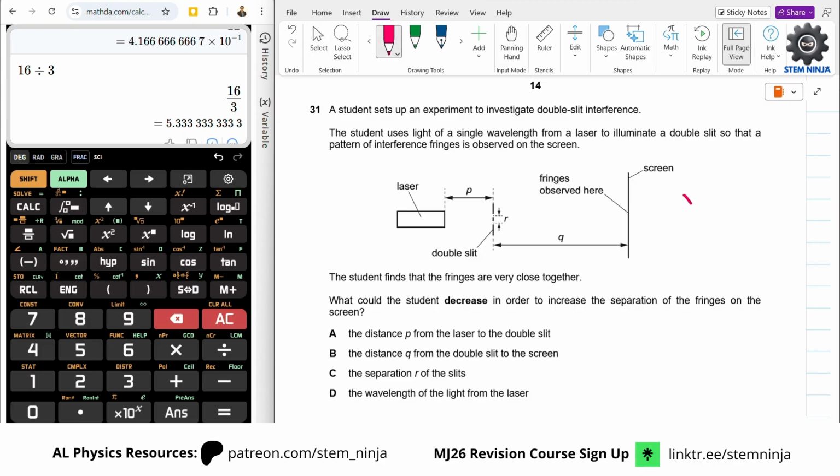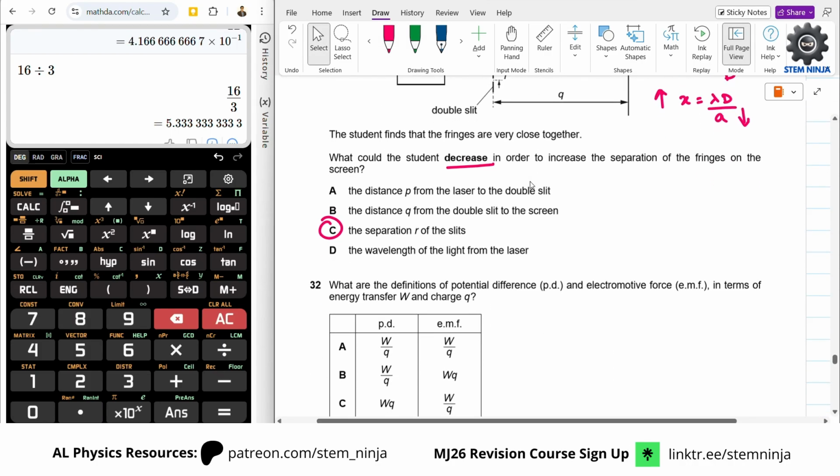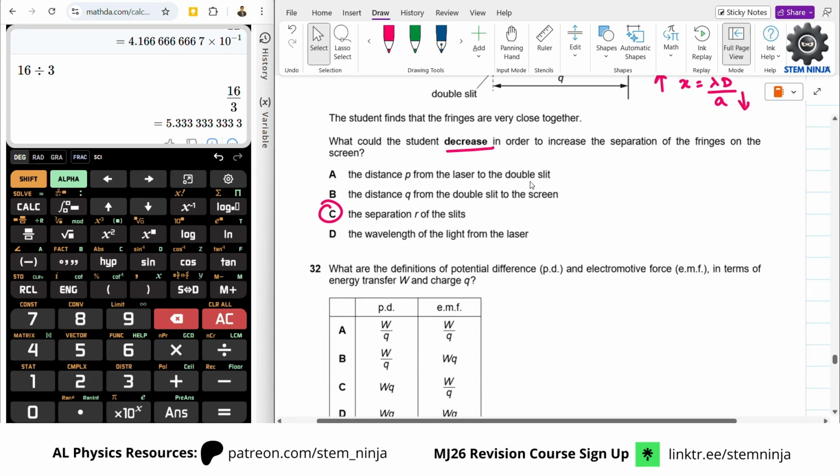Remember, lambda is equal to ax over d, so x is basically lambda d over a. To increase the separation of the fringes, you can decrease a, which is the separation of the slits themselves. Yes, because the question was decrease. It's not asking for an increase or decrease, it's just simply asking for decrease.